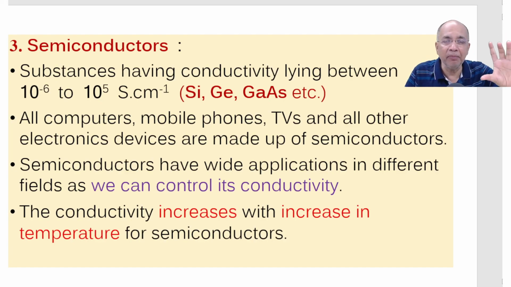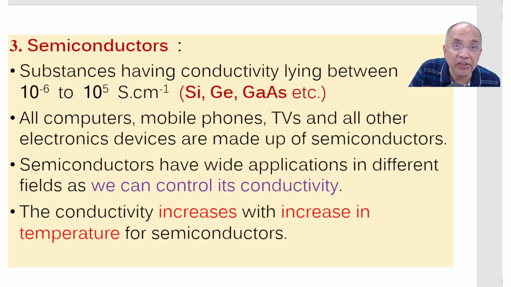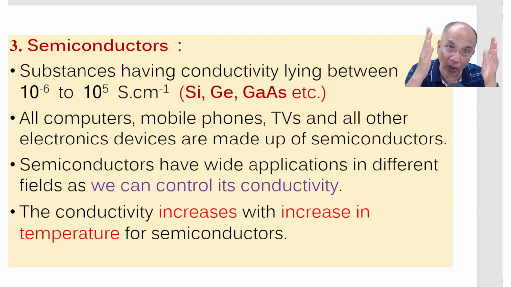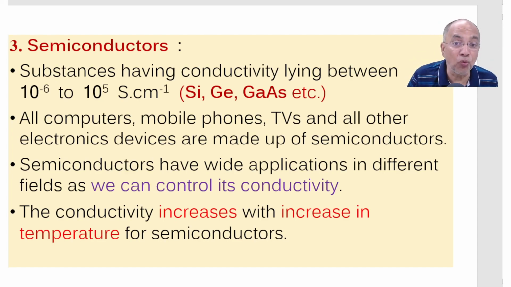in between them, there is another class having intermediate conductivity. They are called semiconductors. These have conductivity lying within the range 10 to the power negative 6 to 10 to the power positive 5, a wide range which we can control. We will discuss how we can manipulate and control the conductivity to lie within the intermediate range, and also to our requirement, whatever particular conductivity you want.